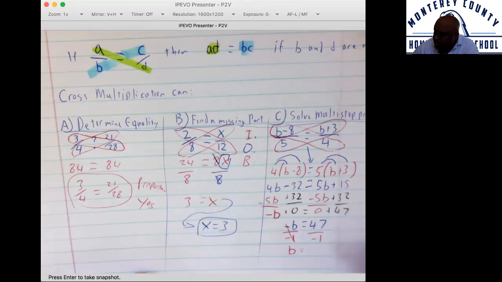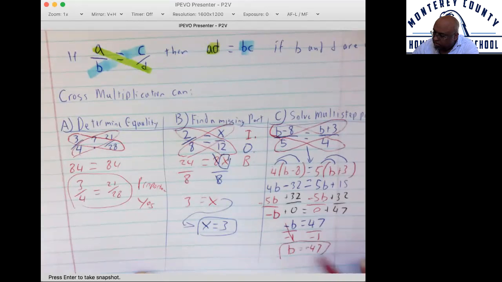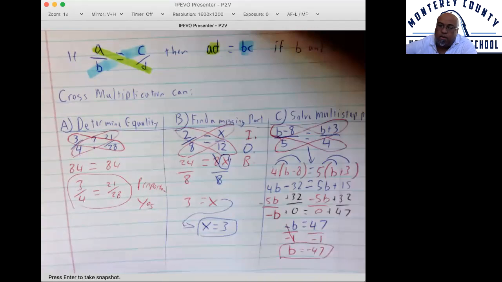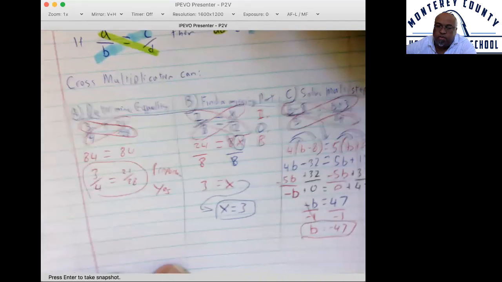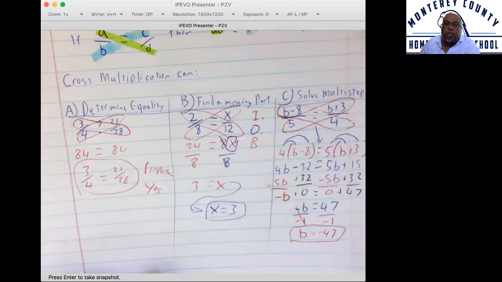47 divided by negative 1 is negative 47. There we go. So now I have my complete solution. B is equal to negative 47.